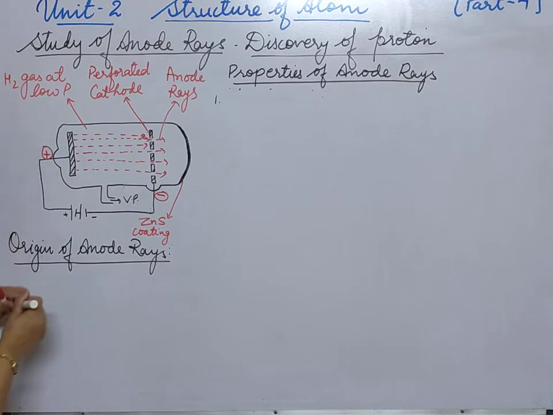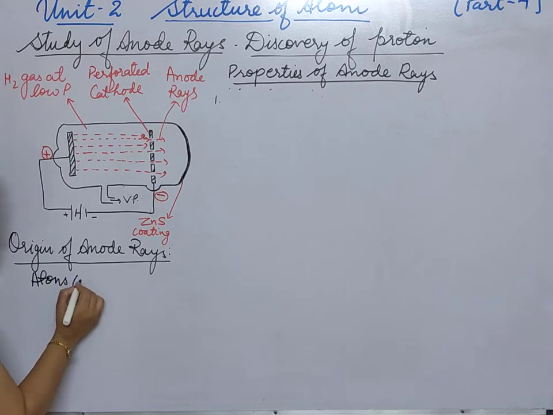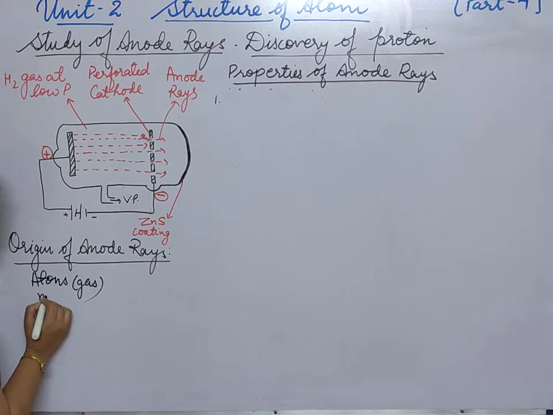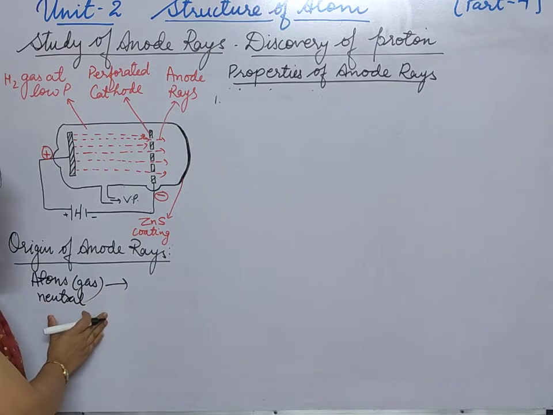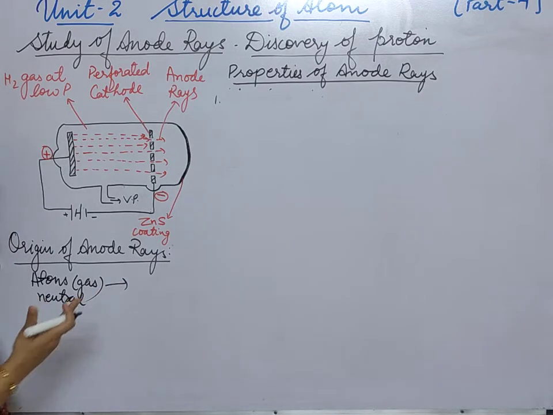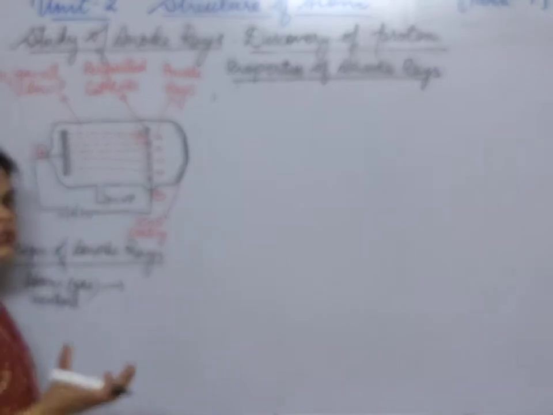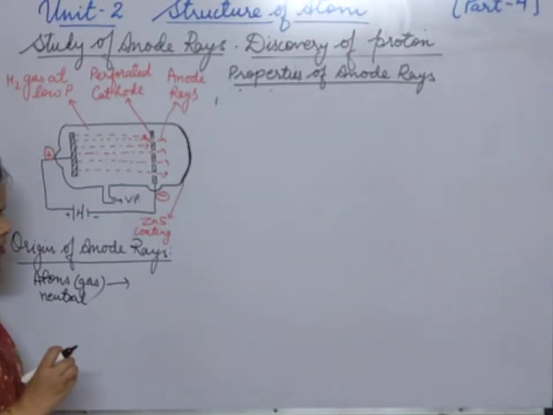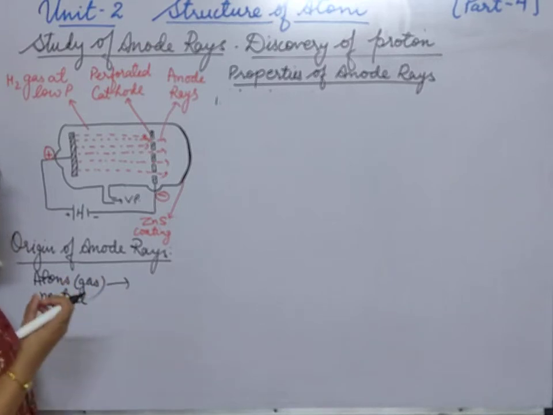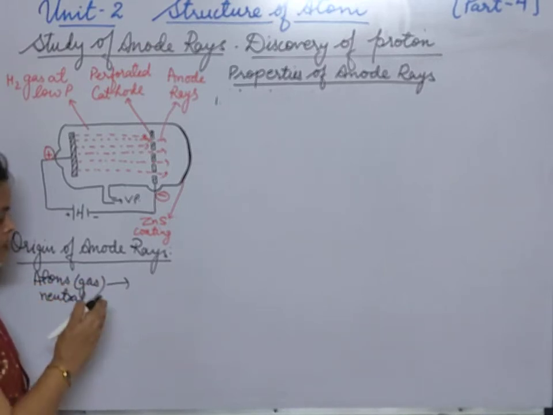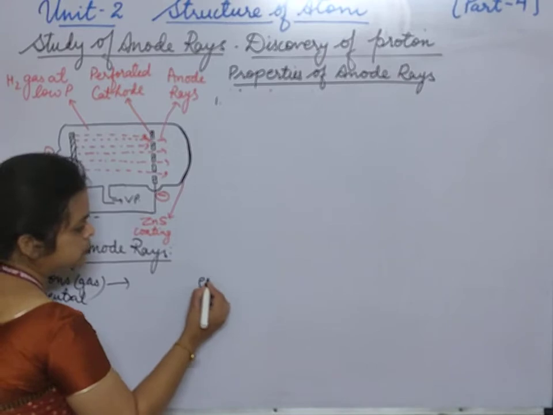Now we will discuss how they originate. See students, we are saying that atoms of gases are neutral, and they were bombarded by the cathode rays. What are cathode rays? They are a stream of negatively charged particles. So when the neutral atoms of the gas get bombarded by the cathode rays, the knockout of electrons takes place from these atoms, and electrons come out.